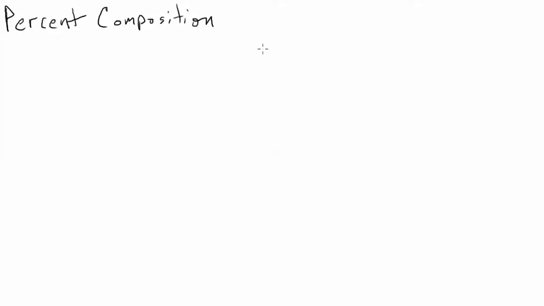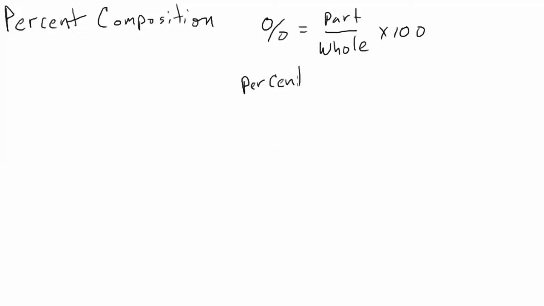Percentages are always a comparison of a part to a whole. So a percentage equals some part of something divided by the whole of that thing times 100. It's a ratio of a part to the whole times 100, and that's where the word percent comes from, like per, and then cent means 100. So this means per 100.